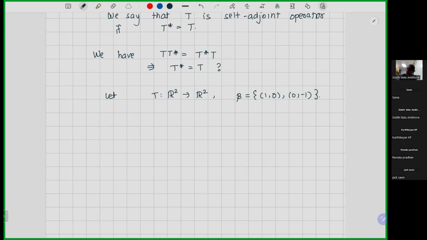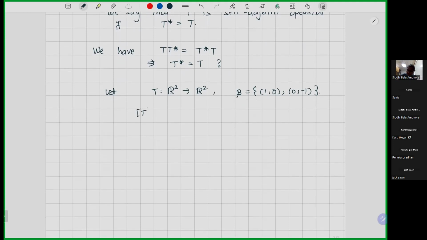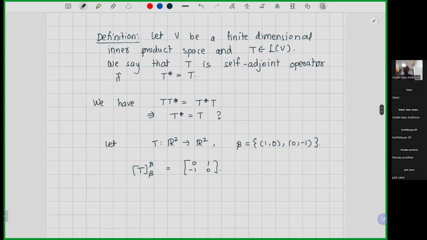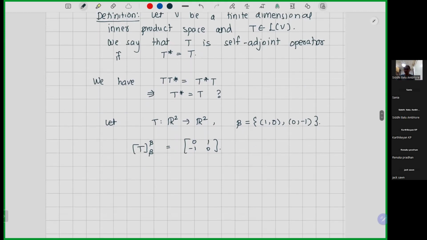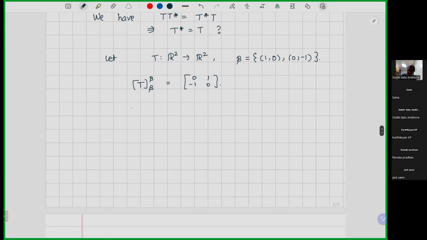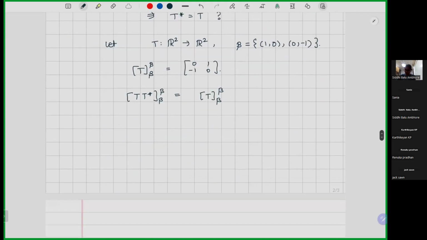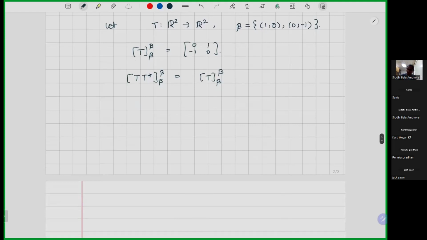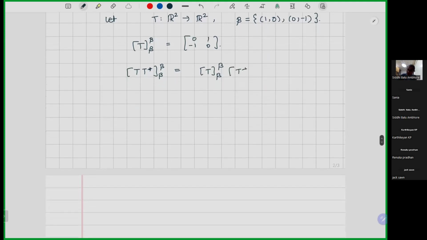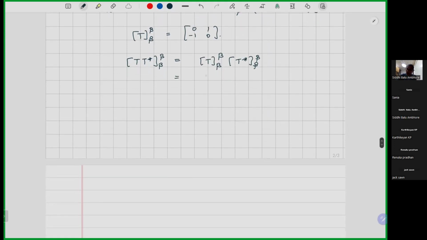and this T is such that the linear transformation matrix for T is T beta beta equal to 0 minus 1, 1 0. When we write this T star and everything, we are actually talking about their linear transformation matrices, which follow the same thing. So this is T beta beta, then T star beta to beta will be what? We have proved this.